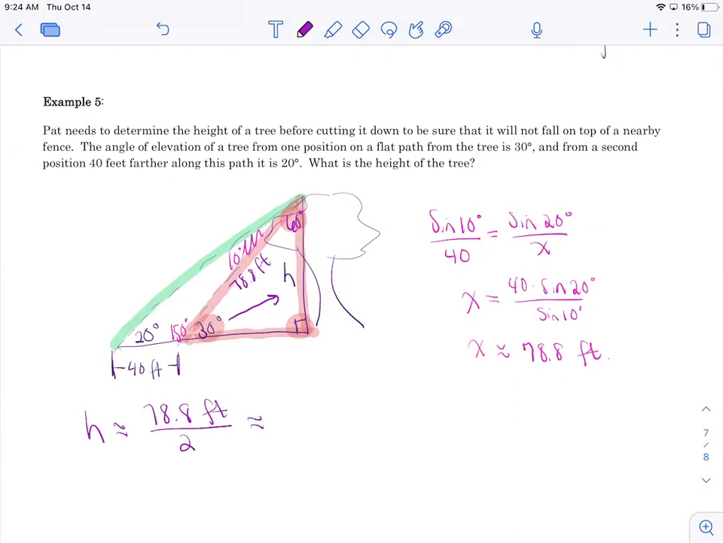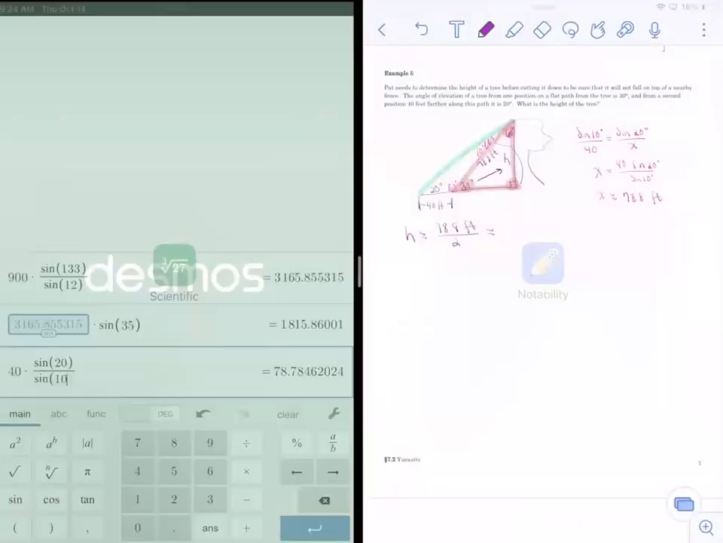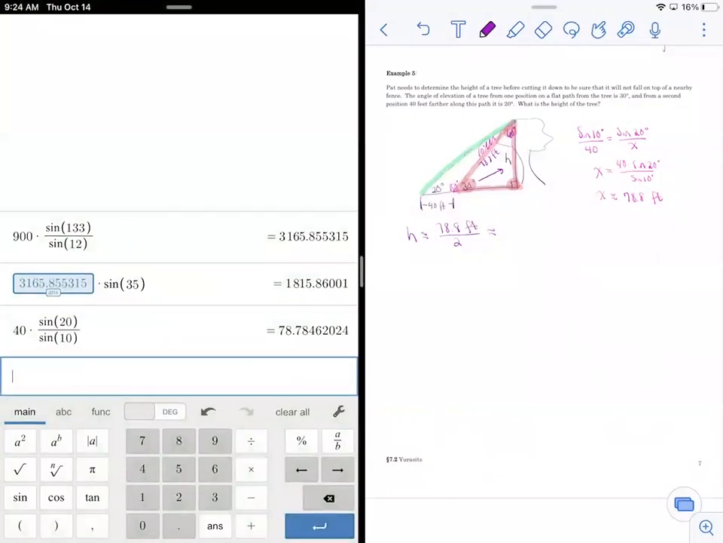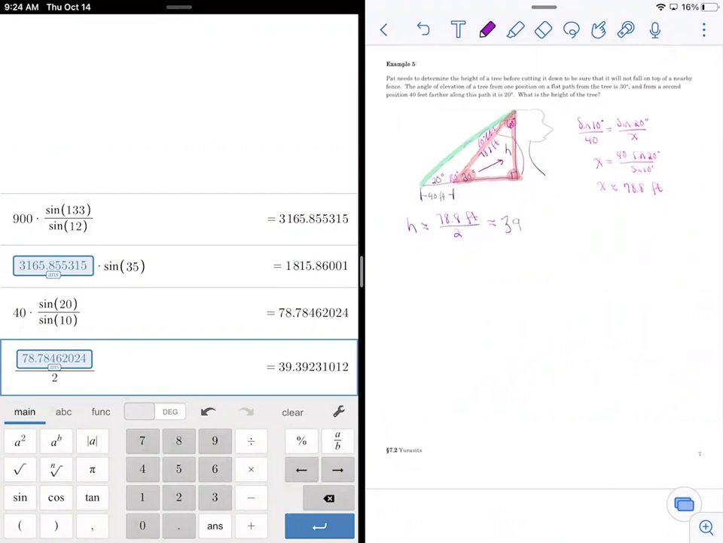So let's go ahead and do it. Let me just actually go back to my decimals. So I'm going to take my answer and I'm going to divide it by 2. So I get 39.39 or 39.4 feet. This is how tall my tree is.